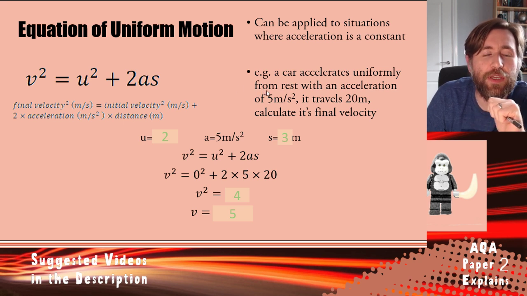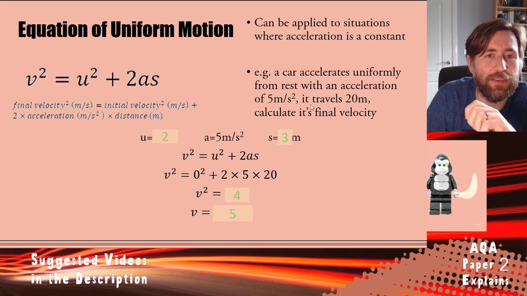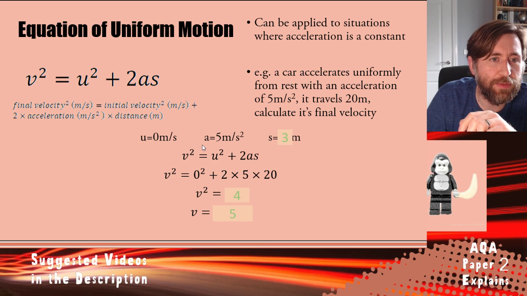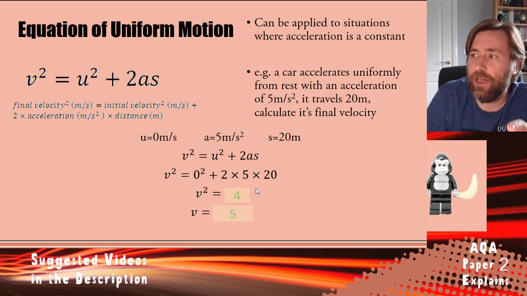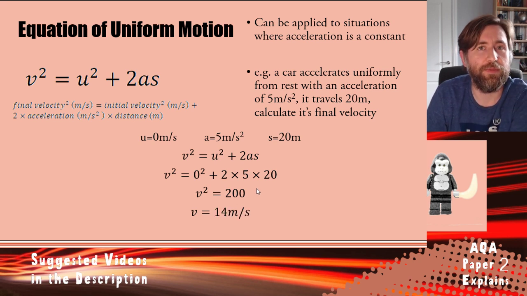Okay. With an acceleration of 5 meters per second squared, it travels 20 meters; calculate its final velocity. What I would do here is just substitute all the numbers that I've got. u is 0, put it into the equation. a is 5, distance is 20, put it into the equation. Then work out v squared, which gives you 200, and then root that to give v, which is 14 meters per second.